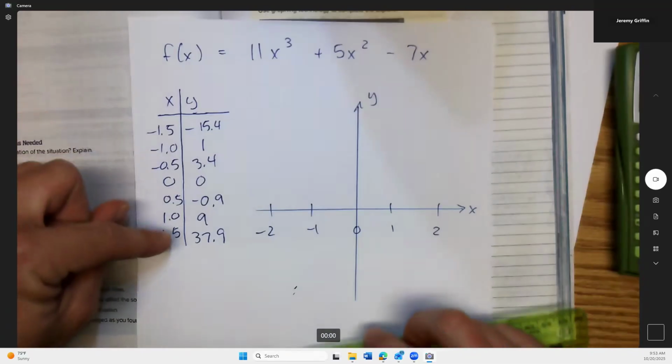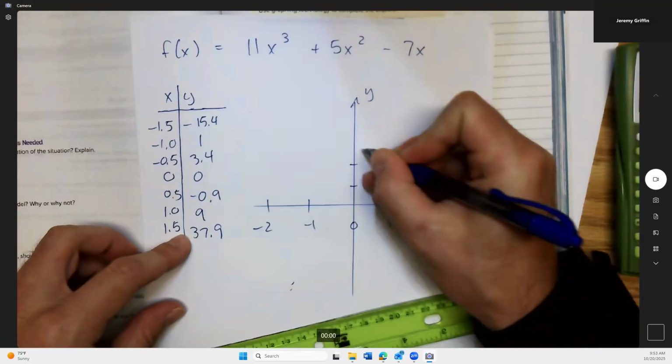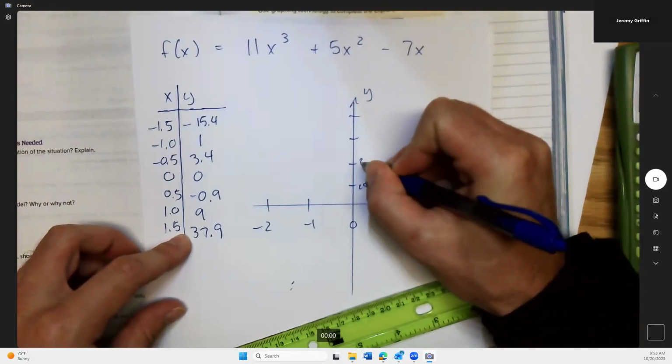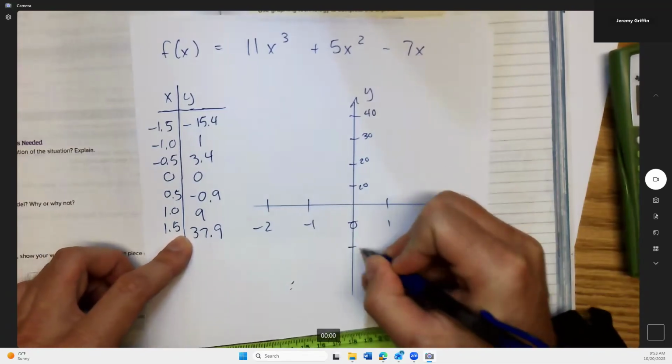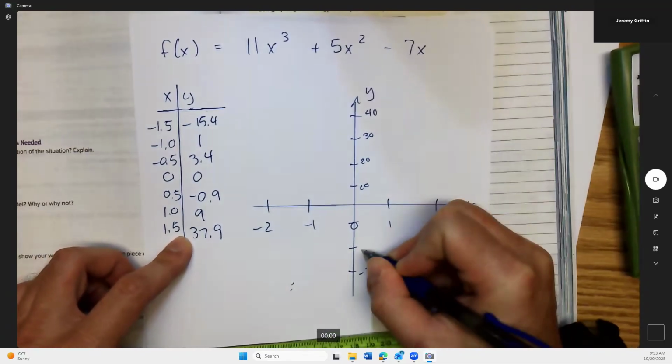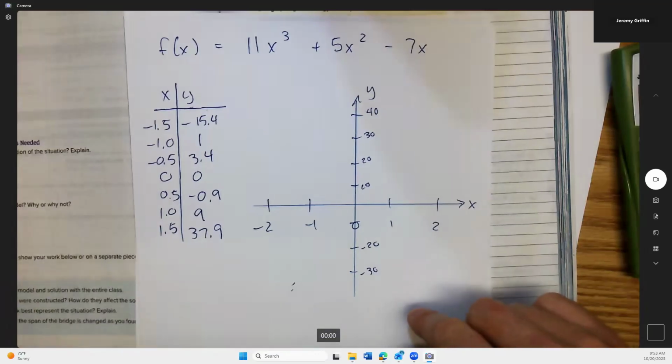Now, I do see that the highest y values are getting pretty close to 40. So let me scale this 10, 20, 30, 40. Same thing the other way. We go -10, -20, -30, something like that. Okay, so all the points will fit here. I did squash the y-axis a little bit, but it'll give the same basic shape that I need.